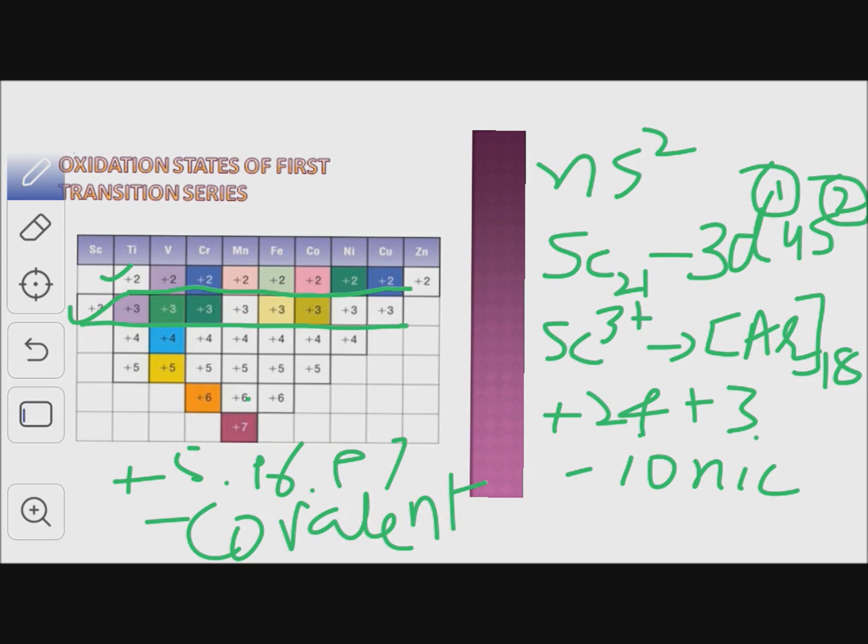For example, in the case of the permanganate ion, manganese is present in the +7 oxidation state, and it forms covalent bonds between manganese and oxygen. Meaning in higher oxidation states, when the oxidation state increases, the covalent character increases and the ionic character decreases.